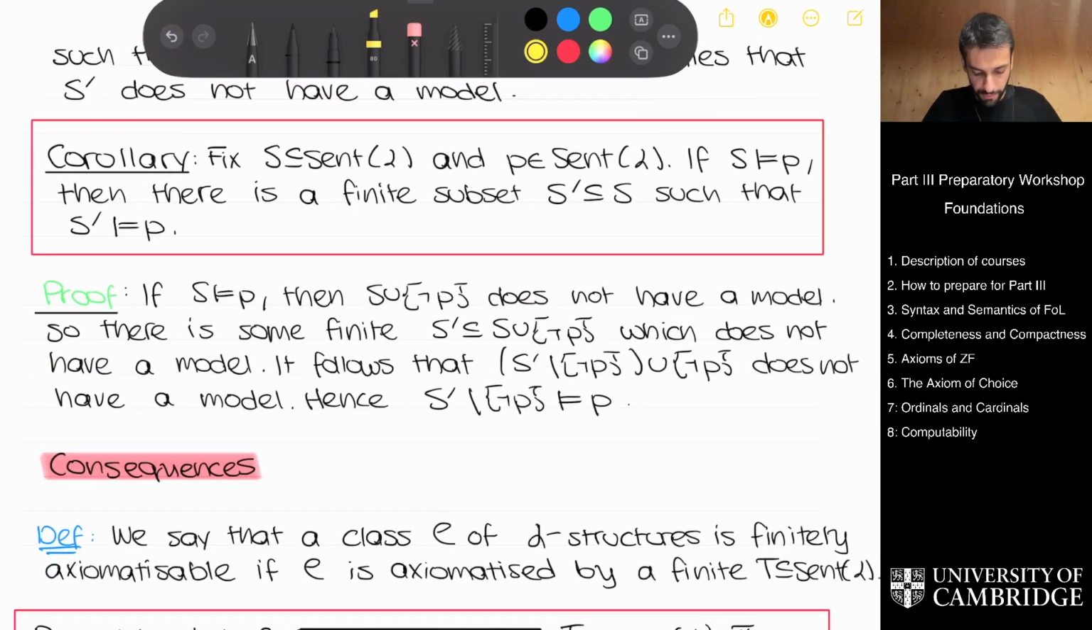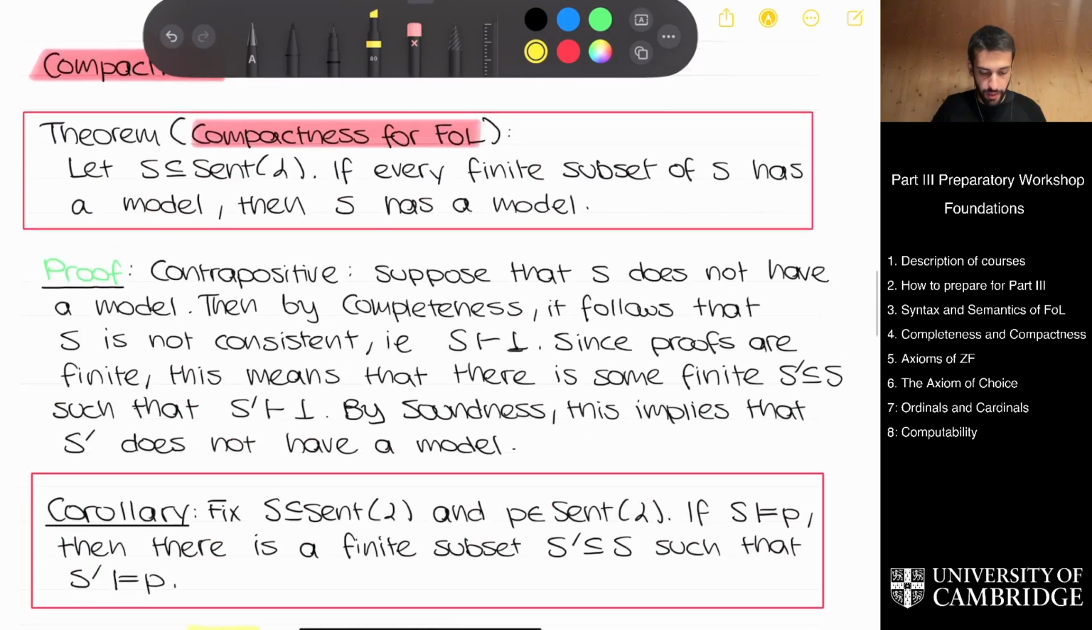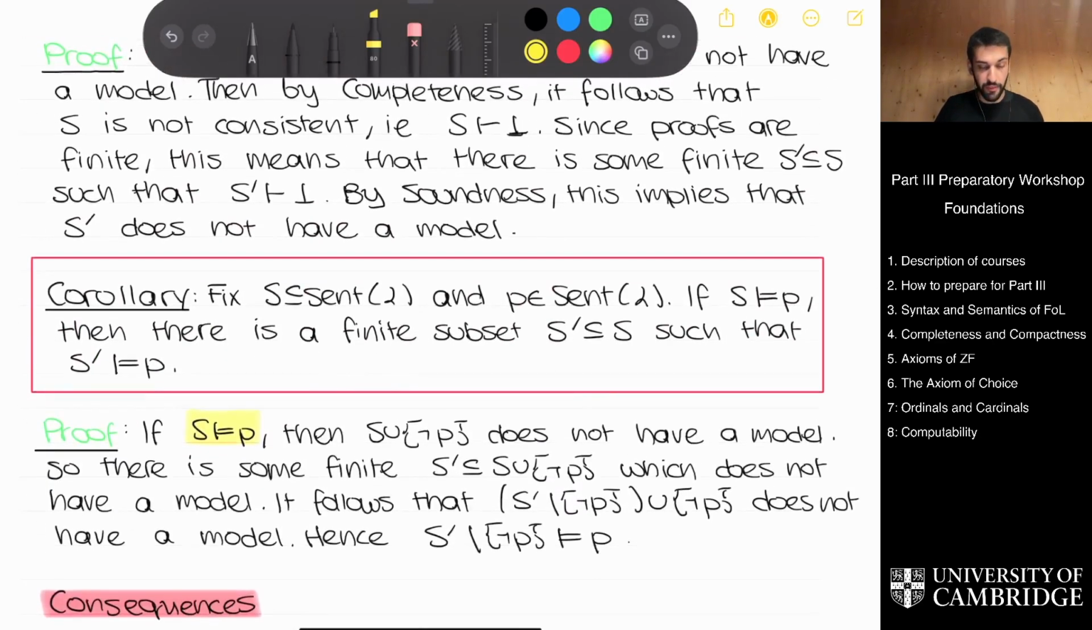Okay, let's see a proof of this. It's very straightforward. So suppose that S models P. It follows that S union the negation of P does not have a model. Why is that? Well, if it did have a model, then it wouldn't be the case that all models of S are also models of P, which is precisely what this tells us. It follows by compactness in the way that I have stated it above, that there must be some finite subset, S prime, which is a finite subset of S union not P, which does not have a model.